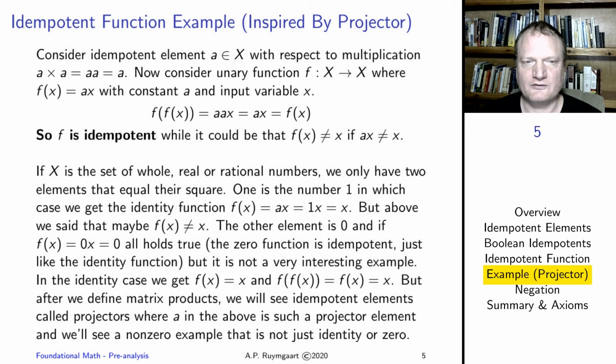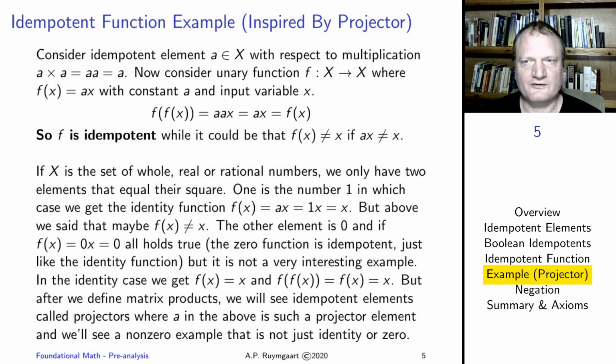Now let's substitute this into our equation for idempotence for a unary function. So we know that f of f of x must equal f of x. So let's plug it in. F of f of x here ends up being a times ax. And since a equals its square, that equals ax, and therefore that equals f of x. So this is an idempotent function as long as the element a is idempotent.